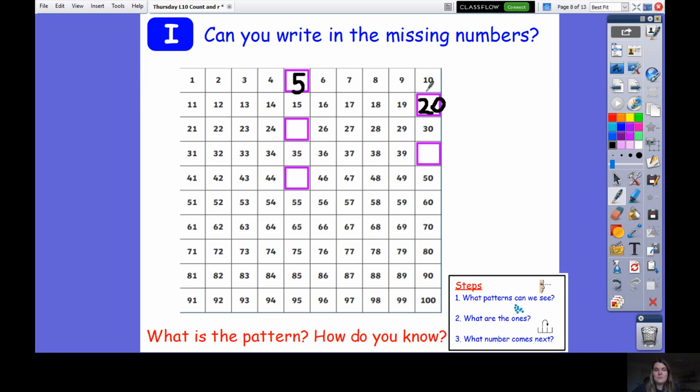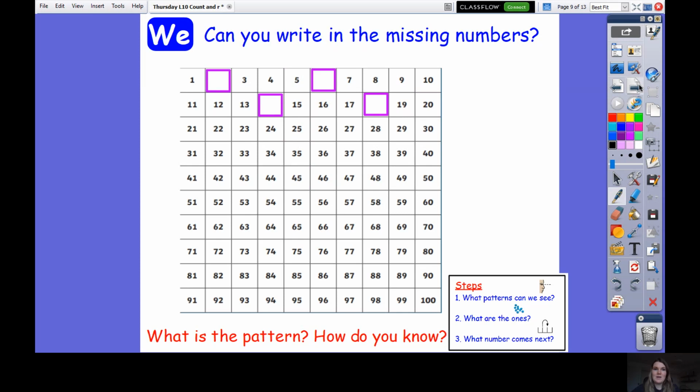Okay, you think you found them? Okay, so we got 5, 20. What's this one? 25. Why is it 25? Because we're carrying on counting. Okay, 25, 30, 35, 40. Well done. What comes after 40? 45. Well done. What comes after 45? 50. It is the 5s.